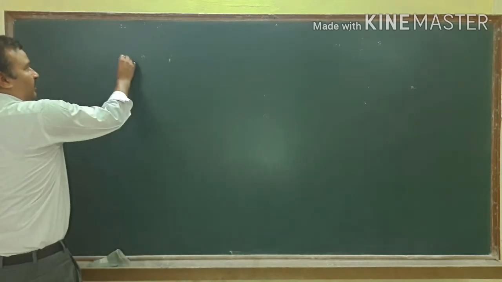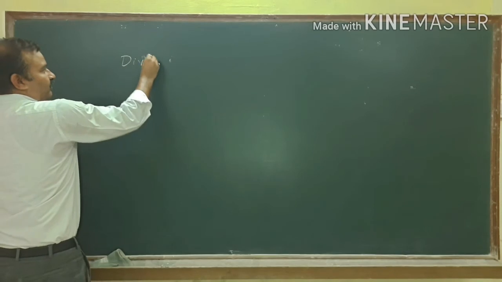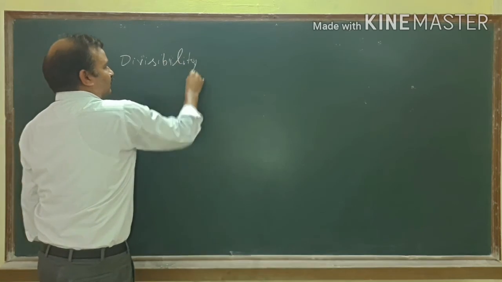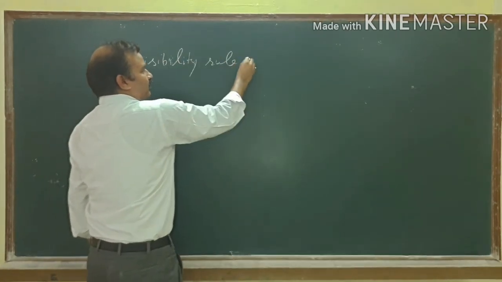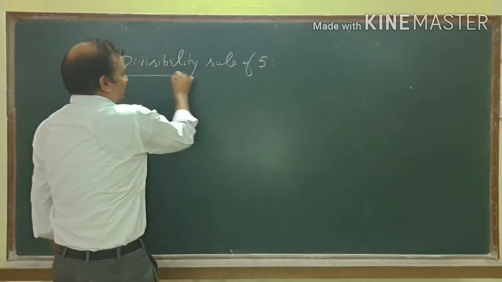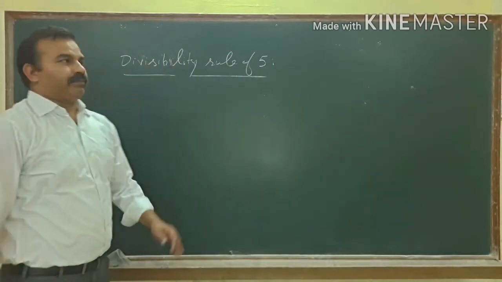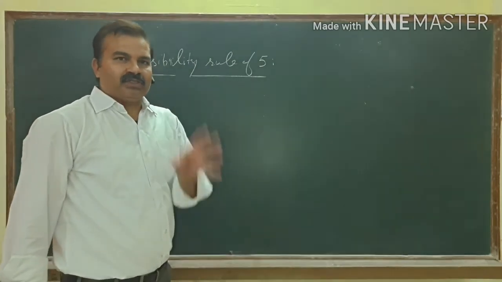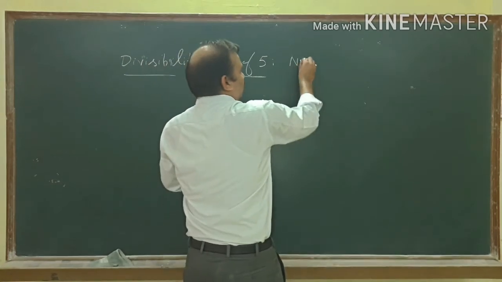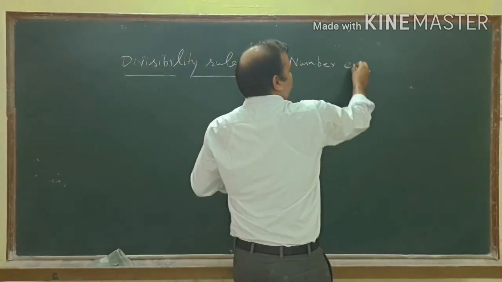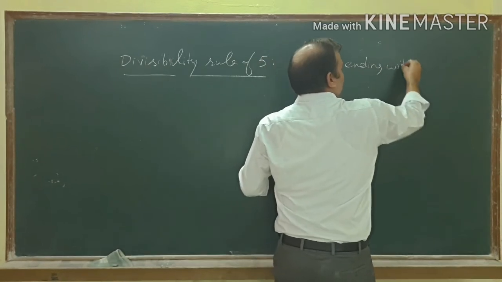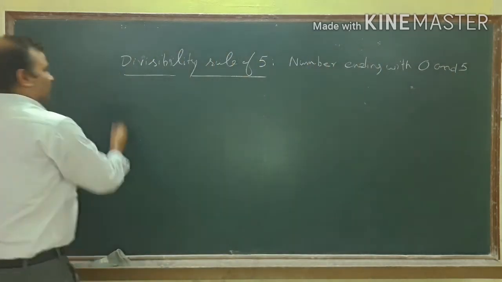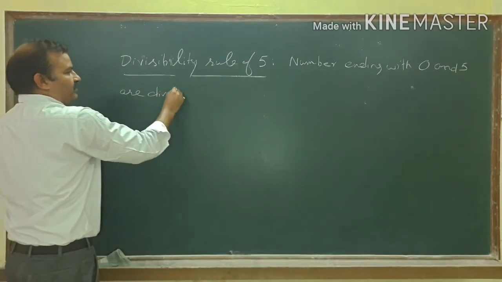Next comes the divisibility rule of 5. It means by looking at the number you can tell which number is going to divide by 5. Numbers ending with 0 or 5 are divisible by 5.